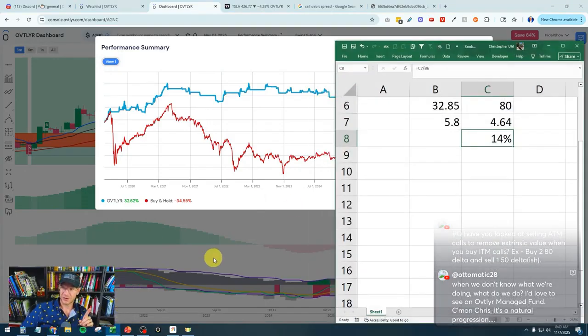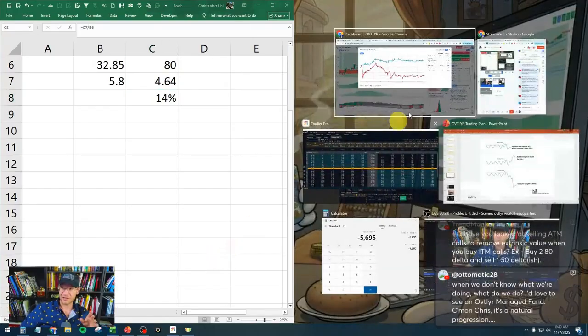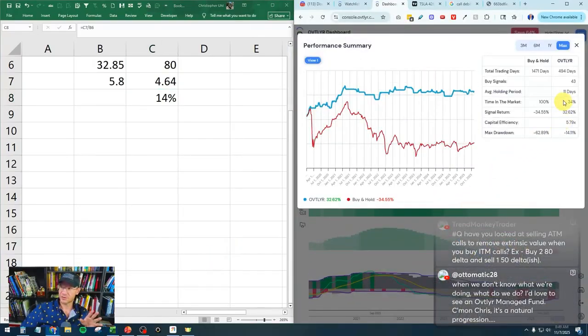Now, if I can do the math correctly, and sometimes I suck at the math on this, you're going to be like, holy moly, that is cool. So these buy and hold signals were generated over 1,471 days in the market. The buy and sell signals were generated on 494 days in the market, meaning you were in the market 34% of the time with an average 11-day holding period. And there were 43 buy signals during this time. 43 buy signals, yet you were in the market only 34% of the time.